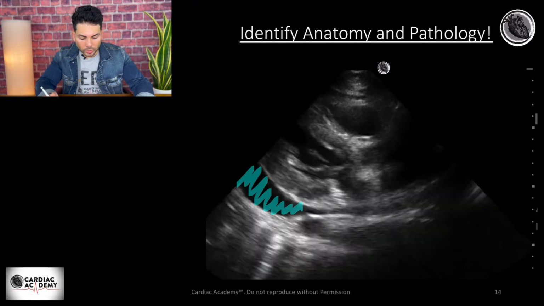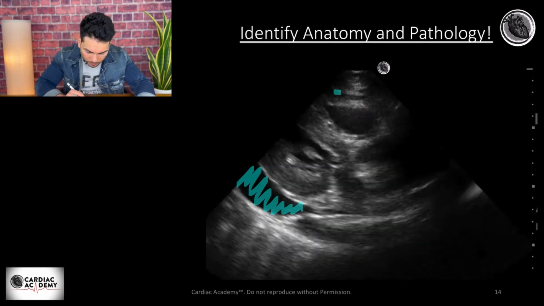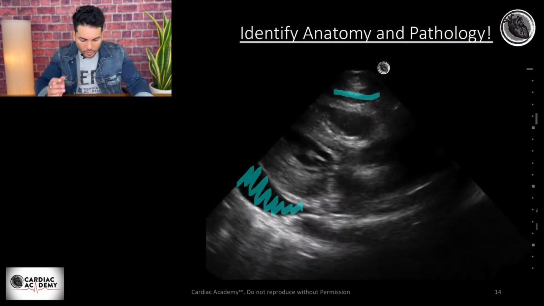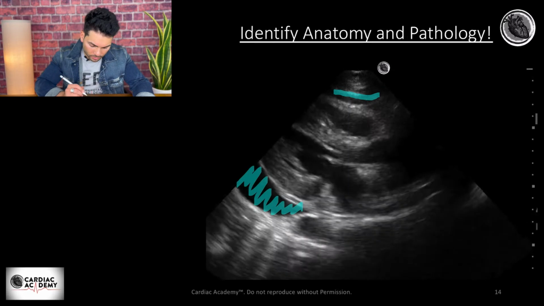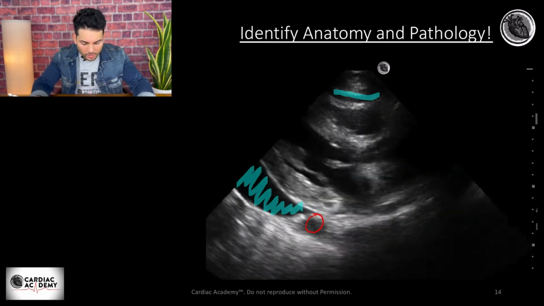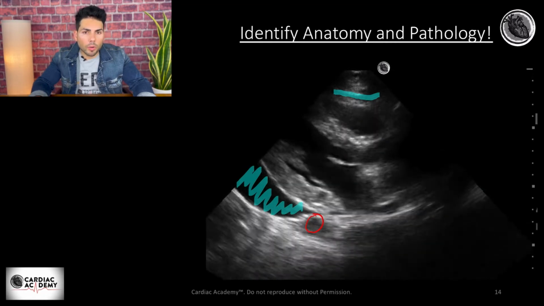But we also see some fluid up here. Okay? So we look for the descending aorta, and it's right here. And then we ask ourselves, is this fluid anterior or posterior to the descending aorta? And it's anterior to the descending aorta. So this is a pericardial effusion.